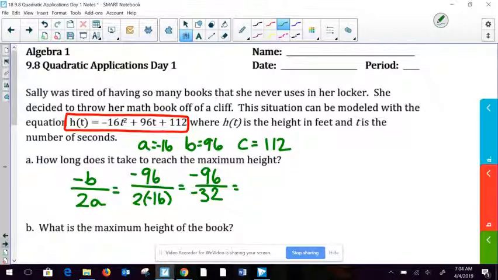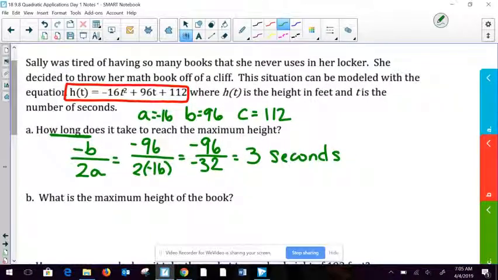Now we can go ahead and divide out this fraction. In this situation, decimals are okay if you come up with them. But here, negative 96 divided by negative 32 is what number? Good, it's 3, and it's asking how long, so it's talking about seconds. So in 3 seconds, this textbook will reach its maximum height. If you think of a little picture here for a second, here's my graph. We have a textbook. Here's my textbook.